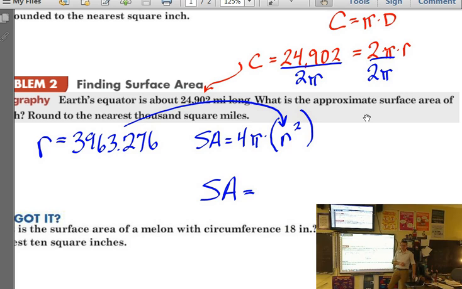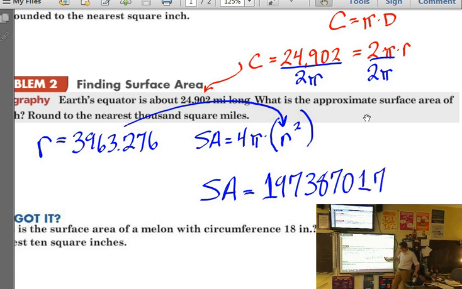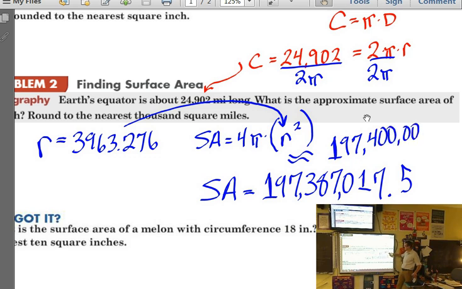Our surface area comes out to be approximately 197 million. Well, there's more. 197,387,017. Is that the end of it? Is that where the decimal is? To the nearest square thousand. So to the nearest 1,000 square miles, then, we would have 197,400,000 approximately.